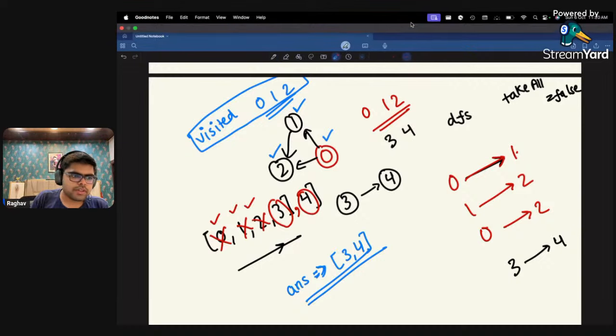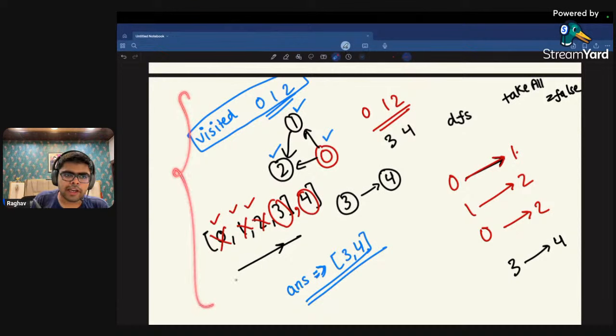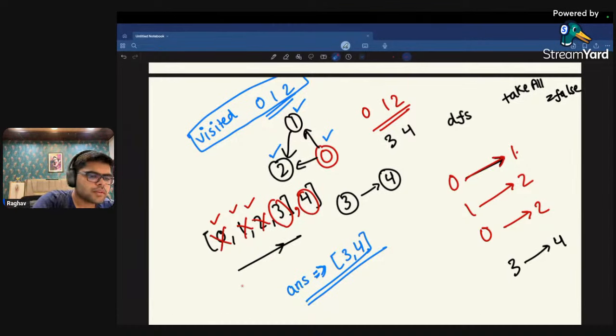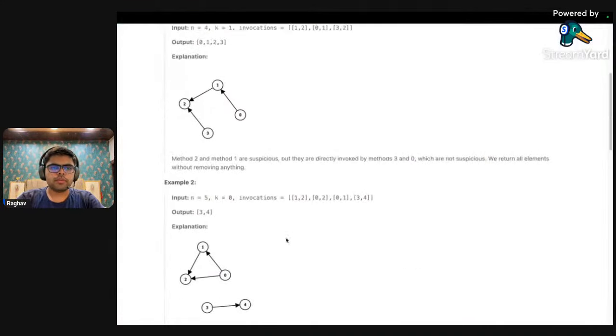So does it make sense? I hope the dry run made this a lot more clear. Hanumant, can you please say something? Otherwise we can move on if nobody has any doubts. Okay, great if it is good now. Yeah, so let's move on to the third problem.